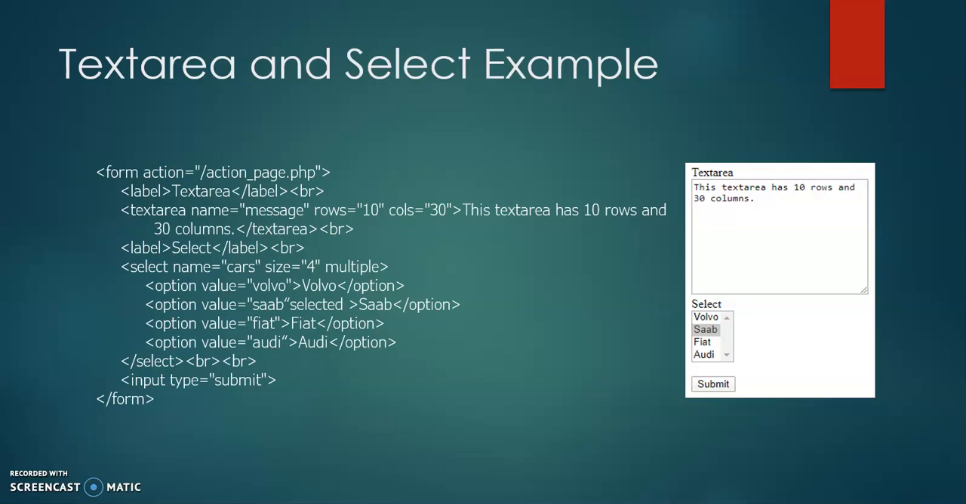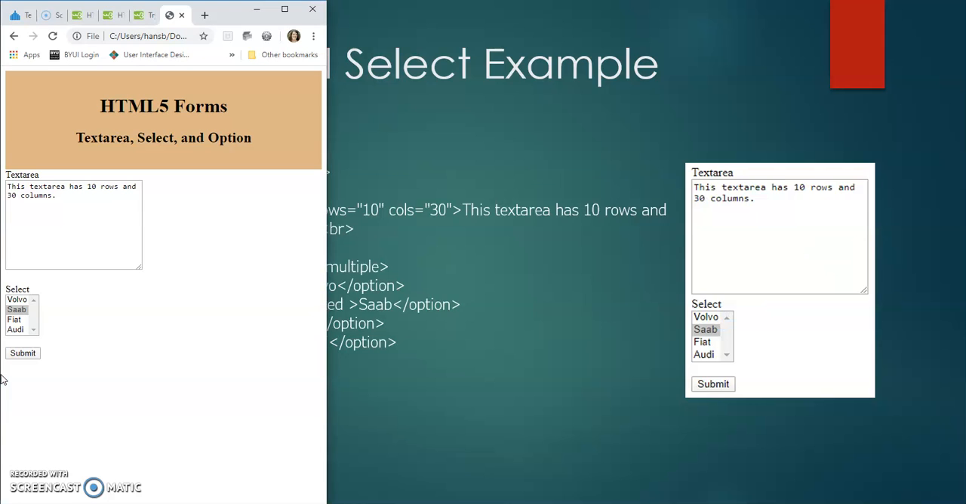Textarea and select example. The following form has a textarea and a select. The textarea has 10 rows and 30 columns, and the select has a size of 4 with a multiple option. The second option, Saab, is selected and is currently highlighted. If we would like to change our textarea and change the styling, as I mentioned, there are a few ways to do that, and I will show you how to do that now.